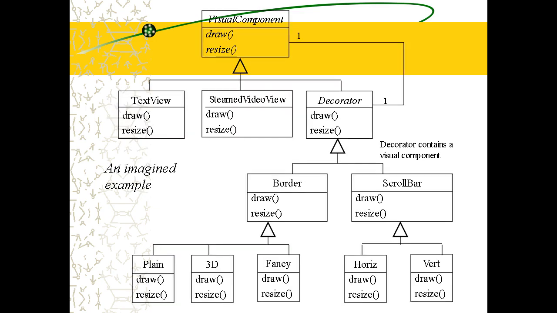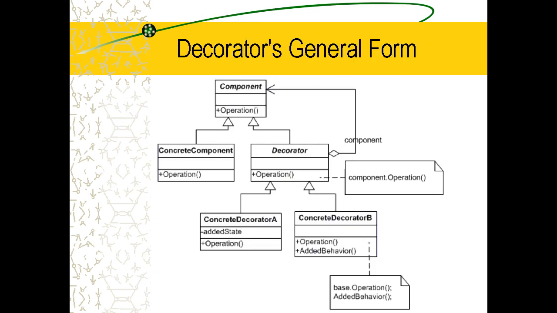So here comes the visual component, which can do a simple draw and resize, and here comes the decorator, which is a subclass of the visual component. Now here comes a scroll bar and a border, also subclasses of the decorator, and now all the different types of borders and scroll bars can be subclassed. This is an example which we can imagine is based in inheritance.